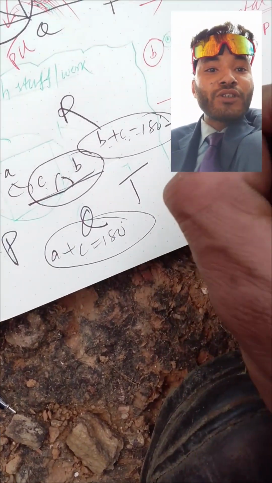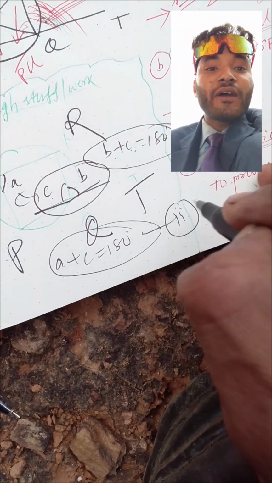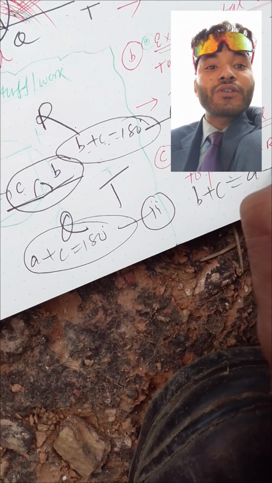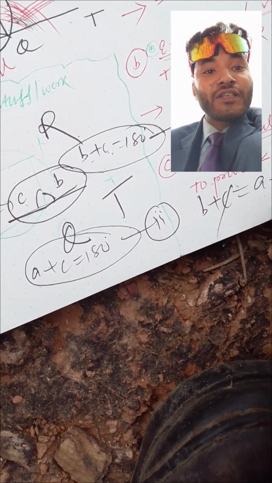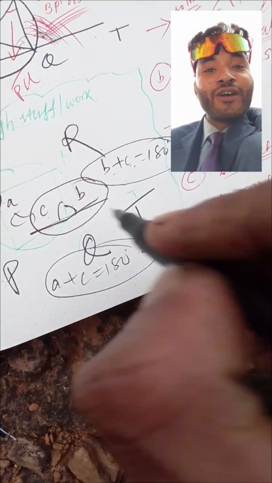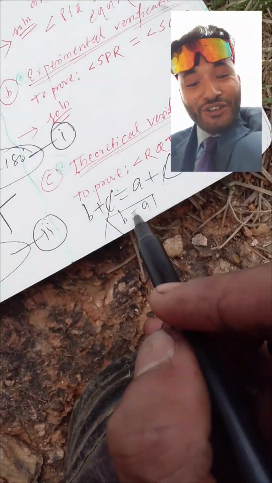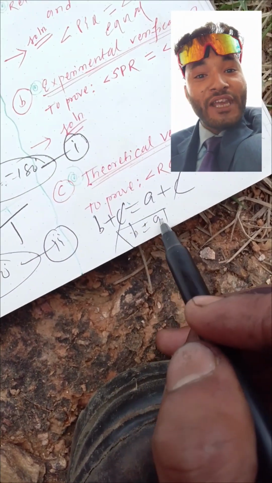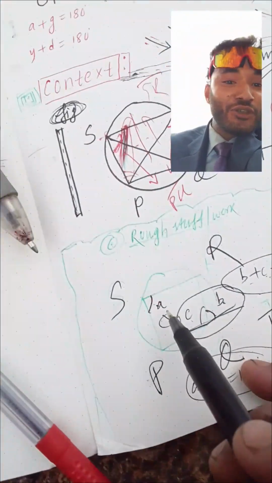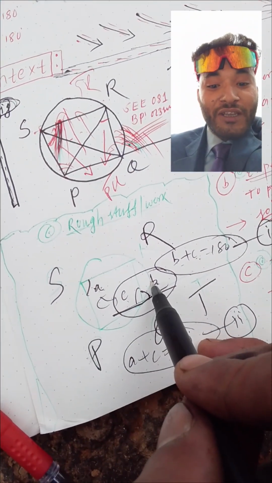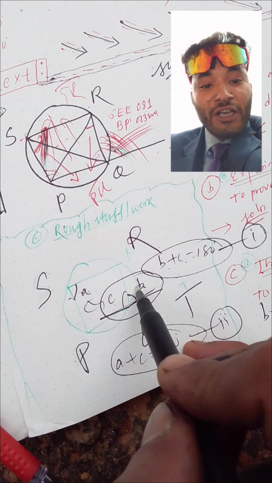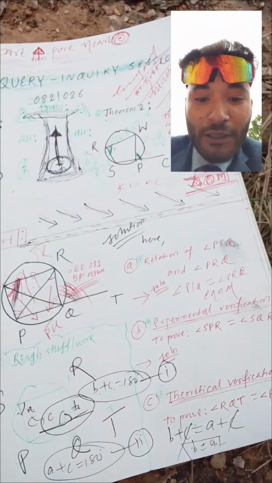So from equation I and equation II, B plus C is equal to A plus C. Then we can cancel C, so B is equal to A. Look, A is equal to B is derived. So we have proved A is equal to B, inside angle equal to outside angle. That's how we crack the problem.